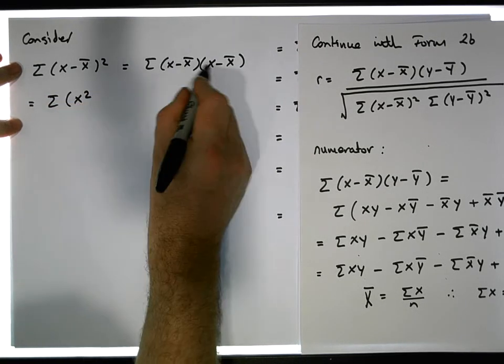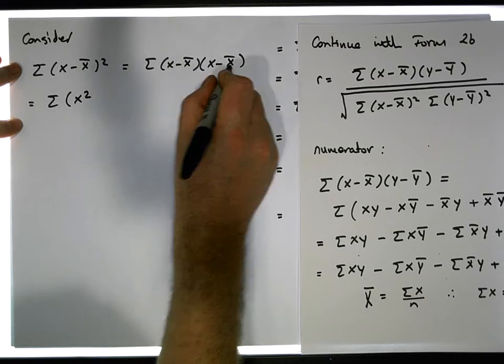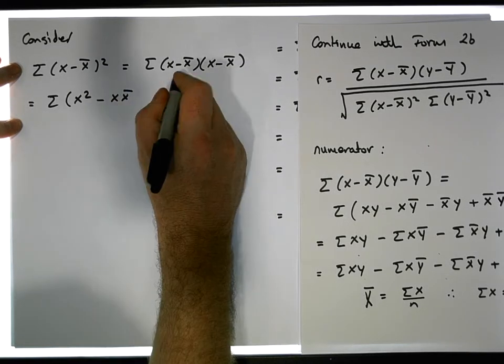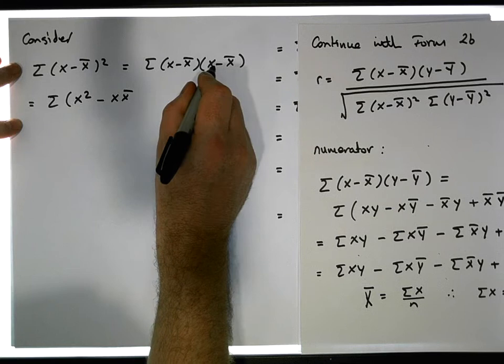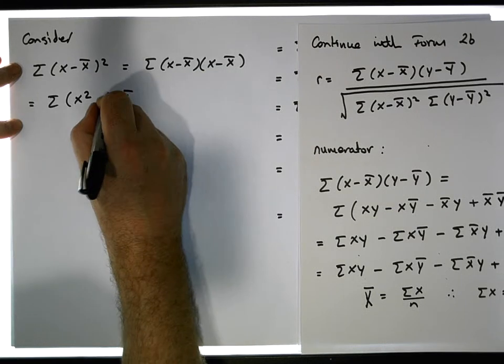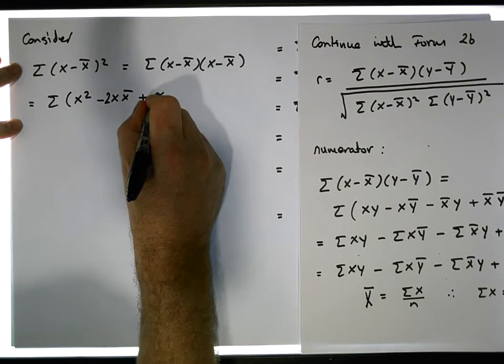X times x is x squared. X times x bar gives us minus x bar. And x bar times x, again, is going to be a minus x bar. So we actually end up with minus 2 of them. Plus, we have an x bar to be squared.